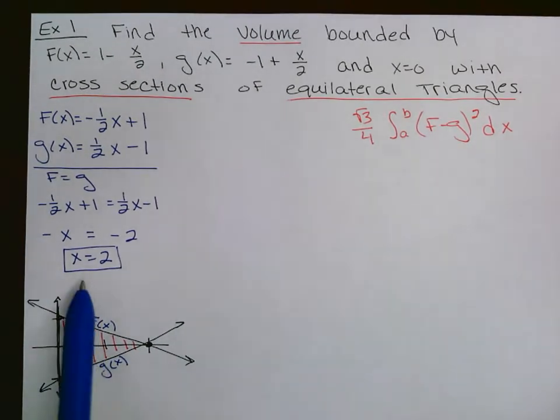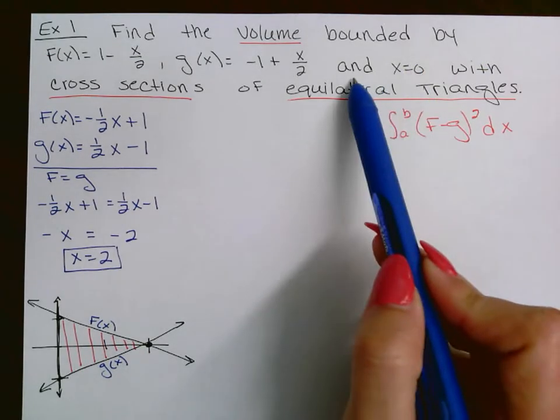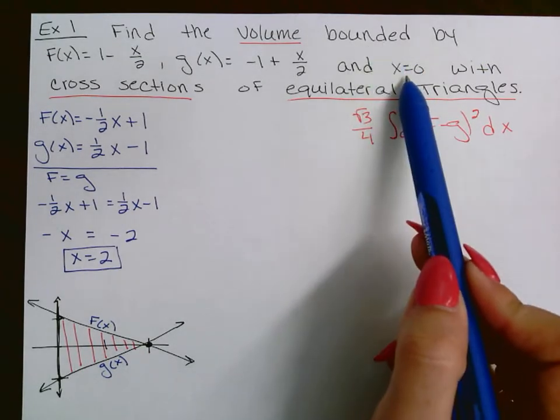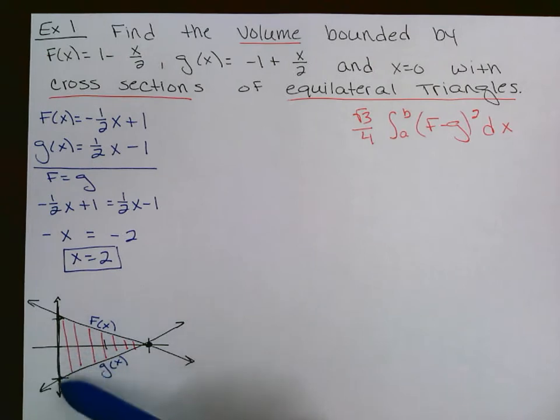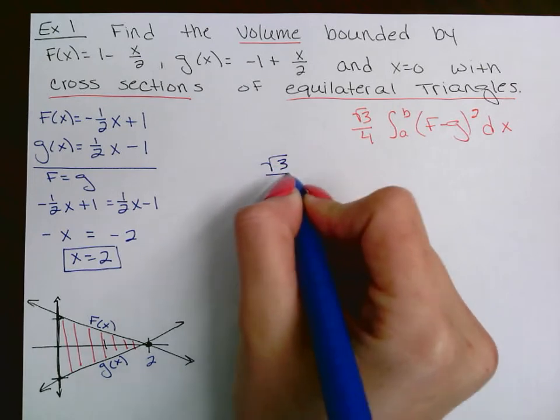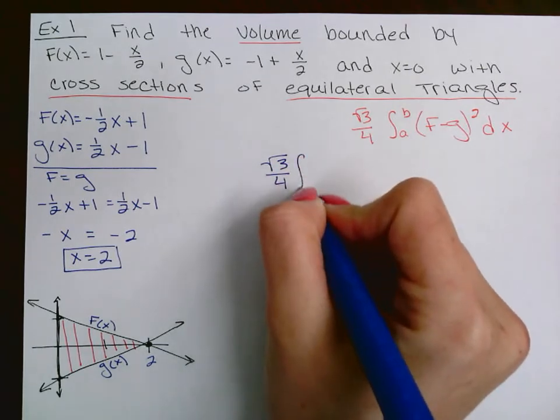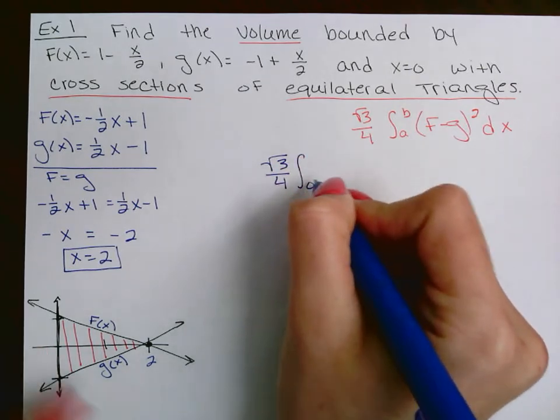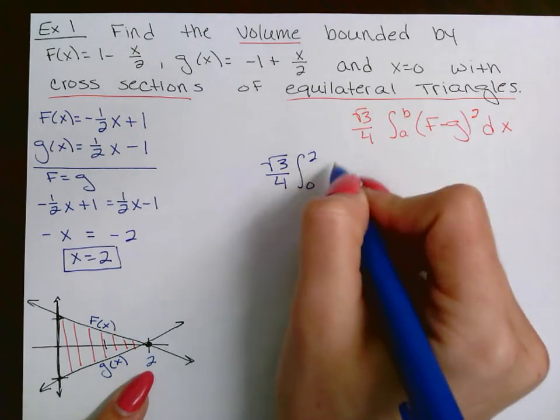So we only found one point of intersection, but the question told us to bound it also by x equals 0, which is this left side. Okay, so that means my A is 0, and my B is this 2. Sorry for the bell. So now let's start filling in what we know. We're going to use this coefficient of square root of 3 over 4 times the integral. My A is 0, and my B is 2.